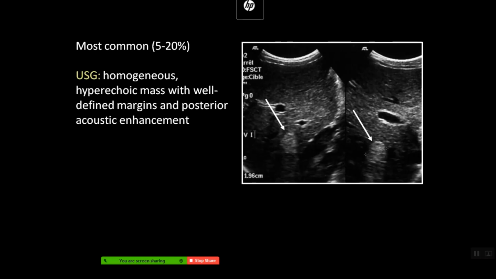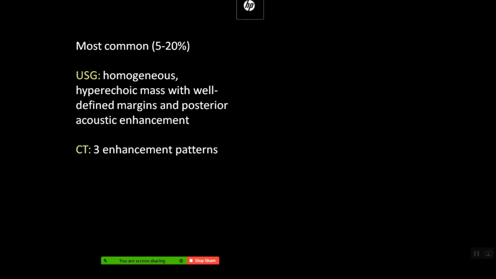So hemangioma is something everyone needs to identify and be very confident about, right? It's the most common hepatic lesion per se. Okay, I mean ignoring cyst, this is the most common hepatic lesion. And everyone knows the classic description. It's a homogeneous, hyperechoic mass with well-defined margins, and posterior acoustic enhancement is often seen, right?